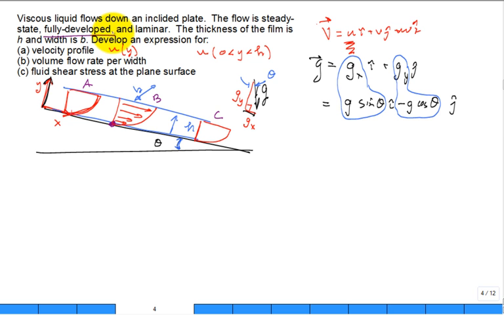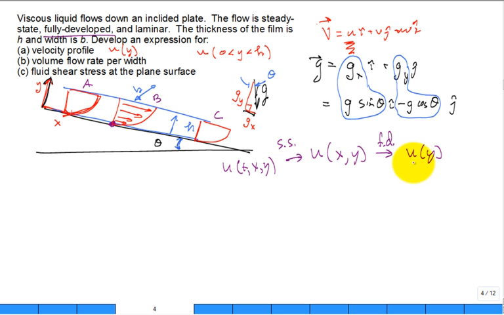So if it's fully developed, u could be, in the most general case, a function of both location x and y. But in this case, because it's fully developed, u is a function of y only. I could say u is a function of time, location, and y. Because it's steady state, it's not a function of time anymore, but only of x and y. And then you say, hey, it's fully developed, and the way I've set up my coordinate system, it's only a function of y.